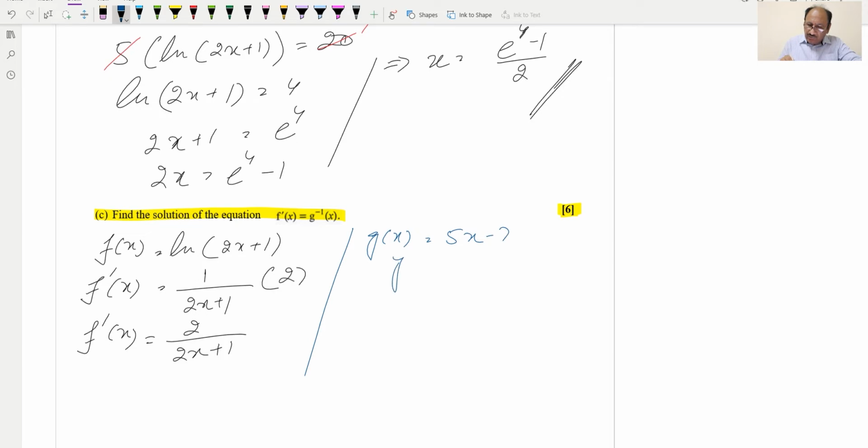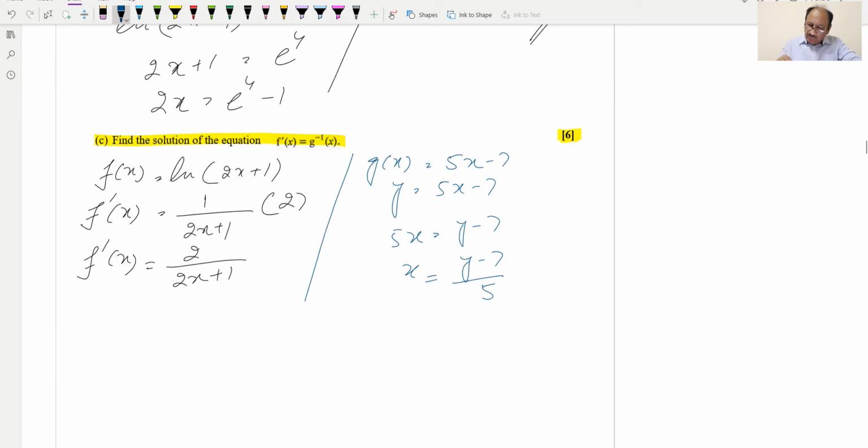Now y is equal to 5x minus 7. We will have to make x the subject. So 5x will be equal to y minus 7, so x will be equal to (y minus 7) over 5. Now the final step, we will be swapping x and y. So y will be equal to (x minus 7) over 5, and this is our g inverse of x.